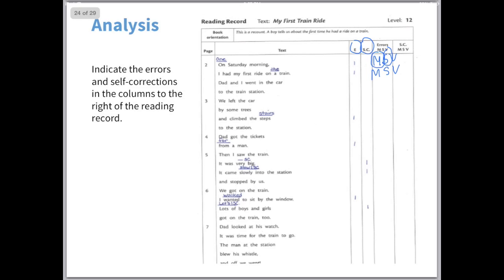Again, we indicate M, S, and V. The sentence makes sense, so we circle M. It sounds right, so we circle S. It is once again a visual error.